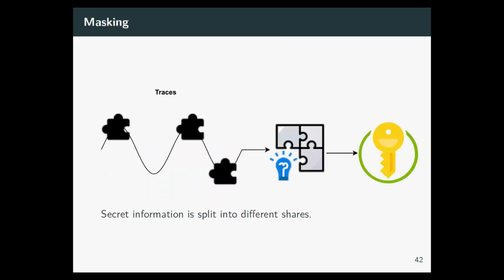But in order for us to understand what the neural network is learning, we need to first understand the underlying countermeasure, namely masking. What masking does is split the secret information into different shares. You can think of it as splitting the key into many jigsaw puzzles and spreading them out across the trace. Then the attacker or the adversary, in order to recover the secret key, needs to take back all these jigsaw puzzles and fit them back together.